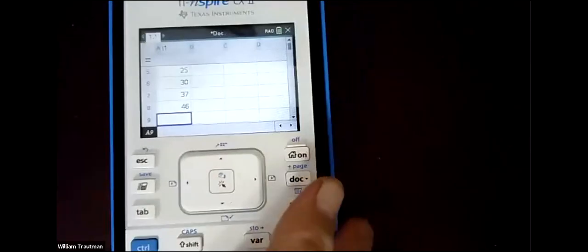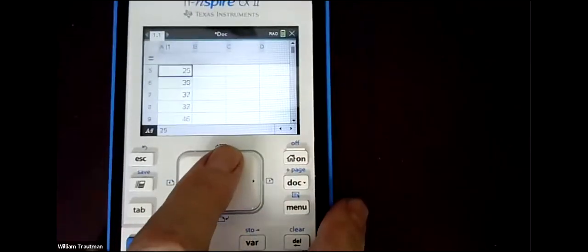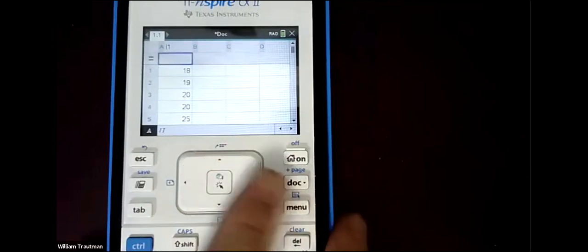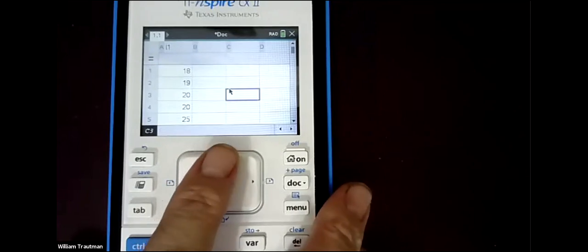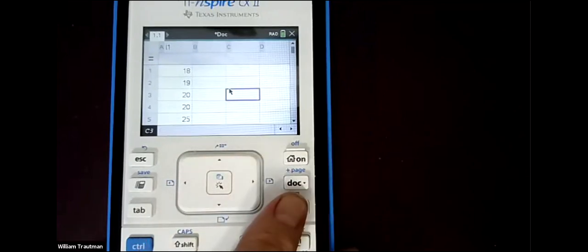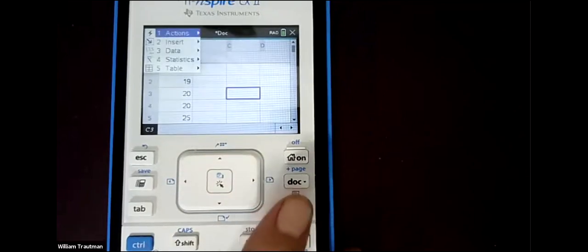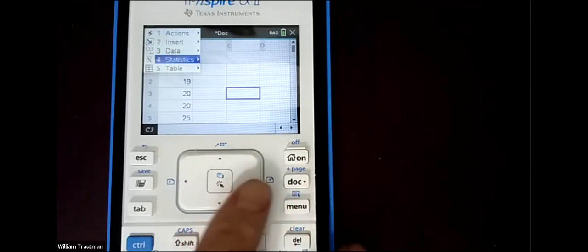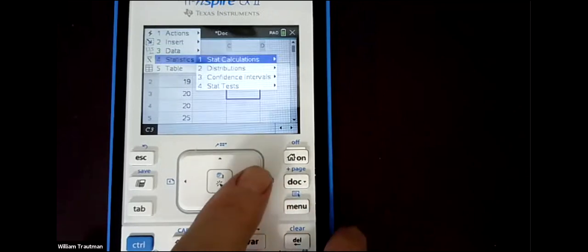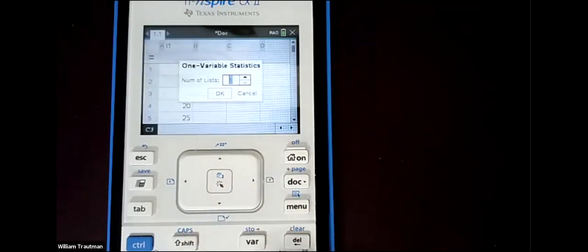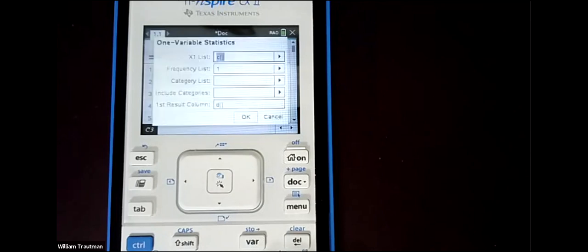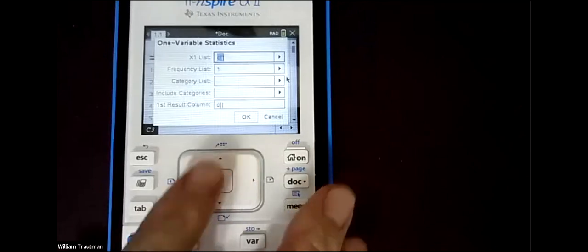So I typed all my data in. And to find the 5-number summary, click somewhere over here. Go to menu, same way that we find our mean and all that. Number 4, statistics. Number 1, stat calculate. Number 1, variable stats. There's only one list, and the list is my L1.